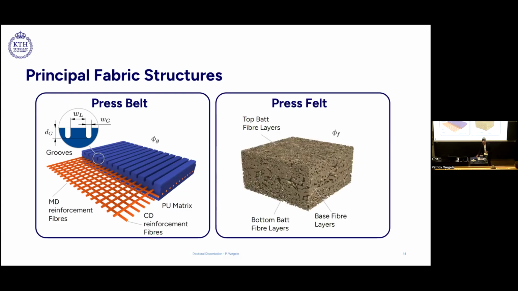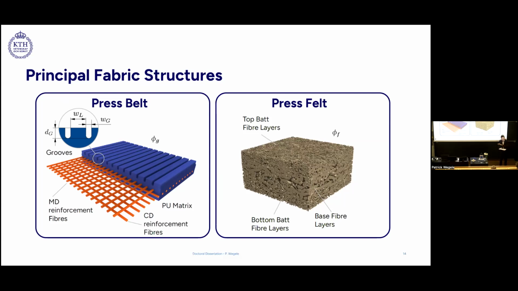Furthermore, we have the press felt. The press felt, which you can see here, is basically a fiber network created from a woven polyamide 6 base fiber layer. On this woven base fiber layer, you have a non-woven batt fiber layer, also consisting of polyamide 6 fibers.